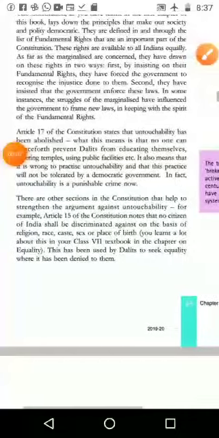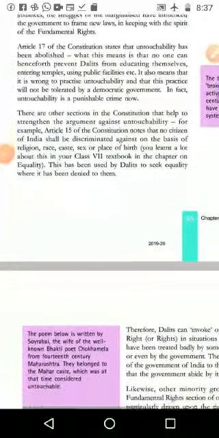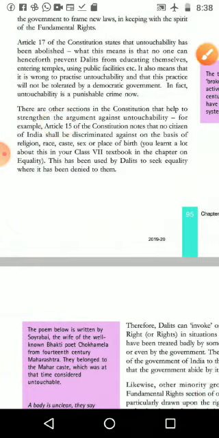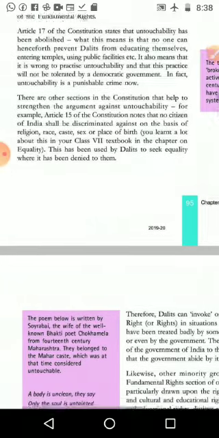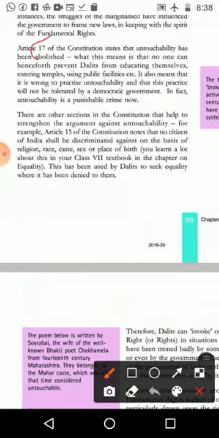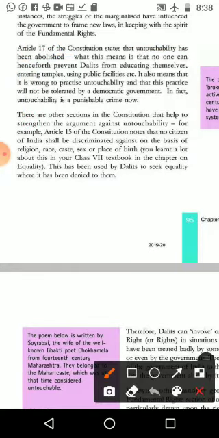Dear students, we are moving to the next topic, the next paragraph, that is about Article 15. Article 15, what is it that we are going to see. There are other sections of the Constitution that help to strengthen the argument against untouchability. We said that Article 17 is about the prohibition, the abolition of untouchability. Why is it abolished? We are getting much more strength with the help of Article 15.